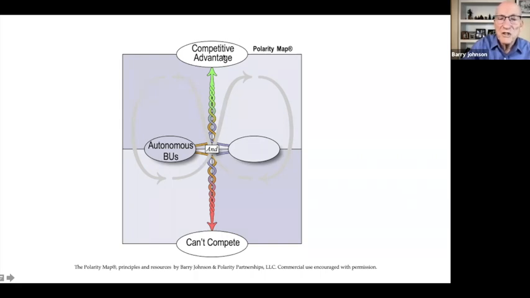So I had this greater purpose up here, and down here, the deeper fears can't compete. So what I'd like your help with now is, again, 5 seconds per quadrant in the chat room. I'd like you to help me fill out this polarity map. We're just going to do 5 seconds in each quadrant.